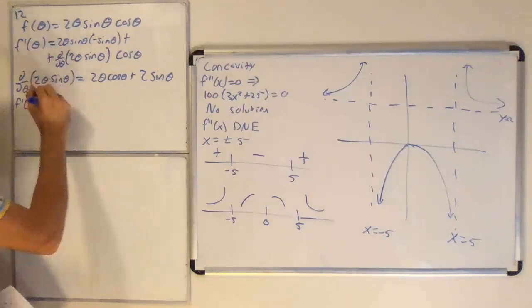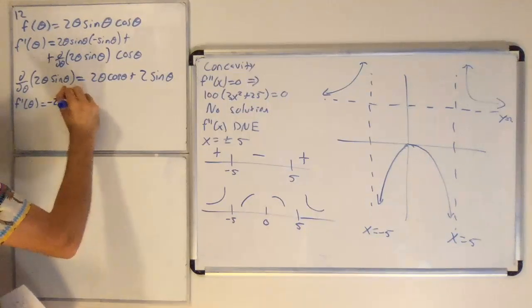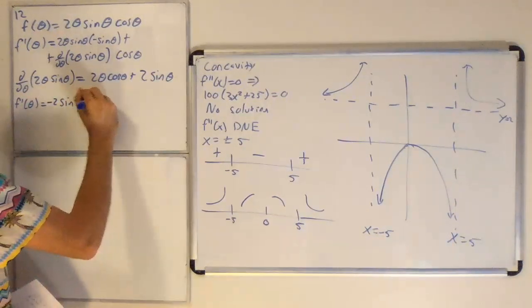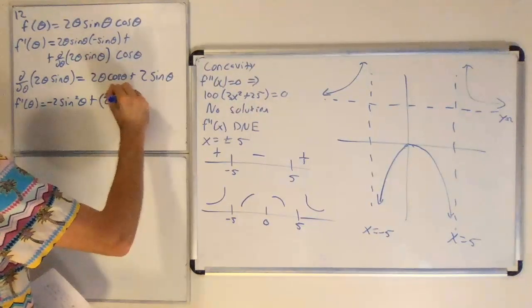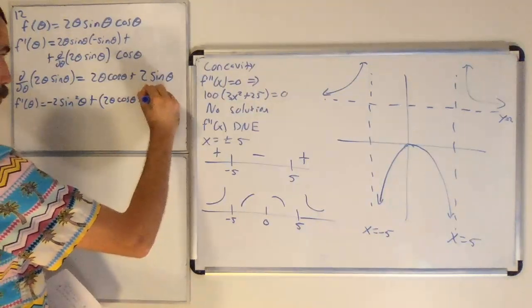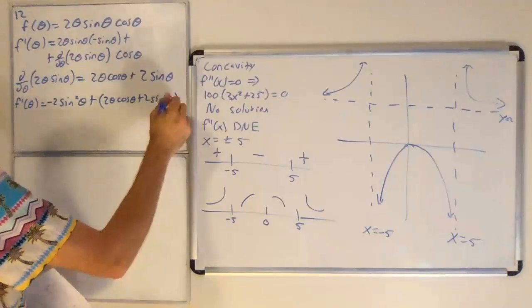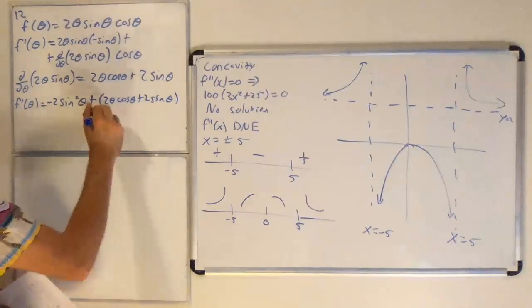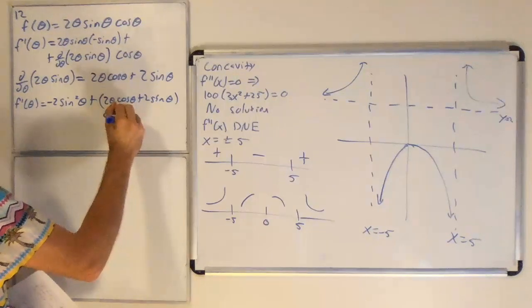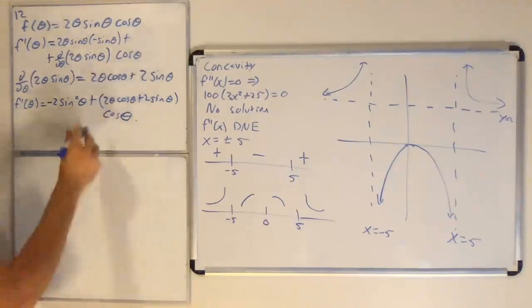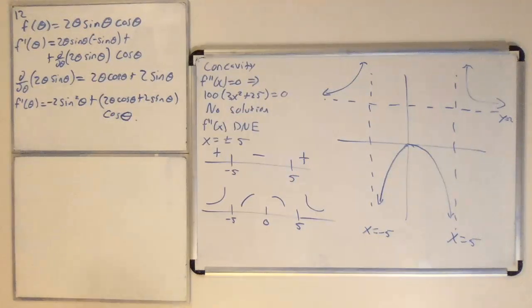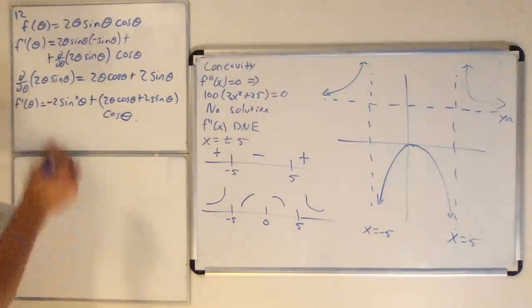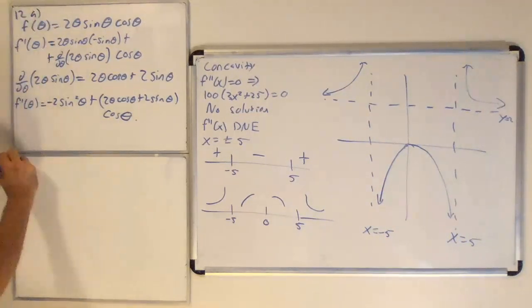is minus 2 sine squared theta plus this times, well, we don't have space, but I'll just write it below, times cosine of theta. All right, so this cosine of theta is multiplied to this product here, or this parenthesis here. All right, so that was just the product rule twice. That was 12a.